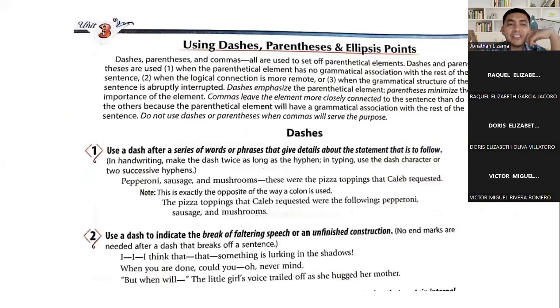Dashes. Use a dash after a series of words or phrases that keep details about the statement that is to follow. Vamos a utilizar el dash, que es un guión, pues es algo grande, no es un guión como un hyphen, sino un guión largo después de una serie de palabras o frases. Por ejemplo, pepperoni, sausages, and mushrooms, dash, these were the pizza toppings that Caleb requested. Le coloco un guión largo en lugar de una coma, ¿verdad?